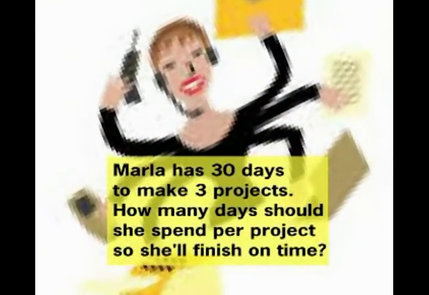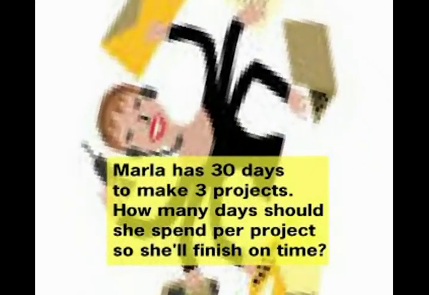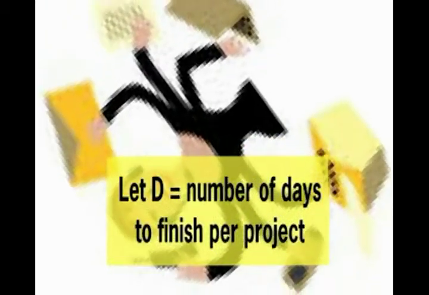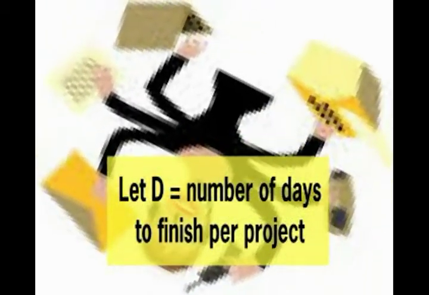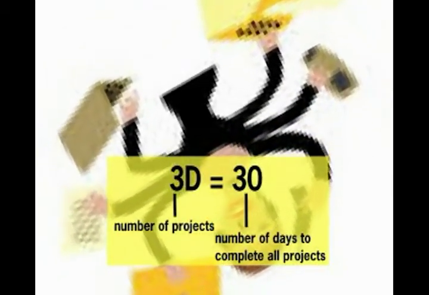Try this with us. Marla has 30 days to make 3 projects. How many days should she spend per project so she'll finish on time? Let D equal the number of days to finish per project. 3D is equal to 30. We divide both sides by 3. D is equal to 10. Marla should spend 10 days per project.